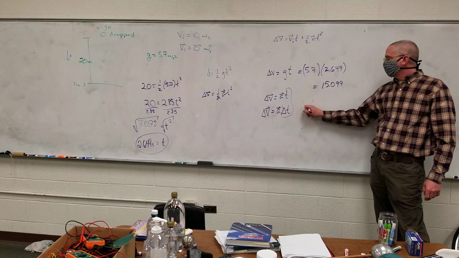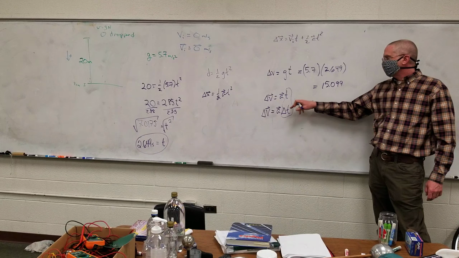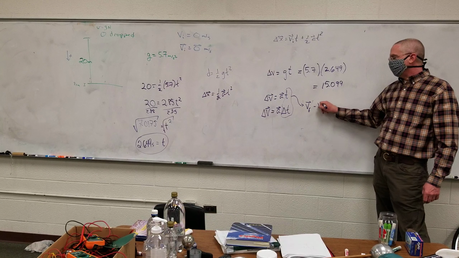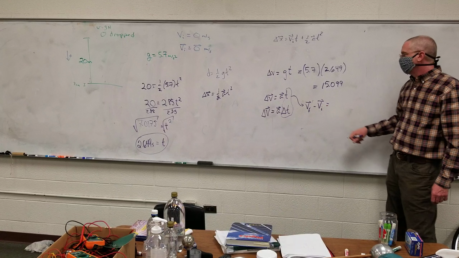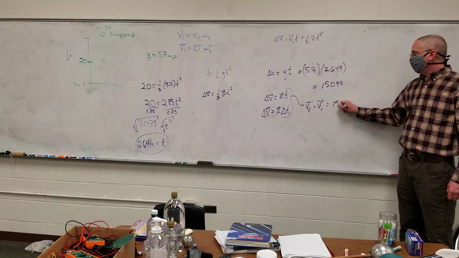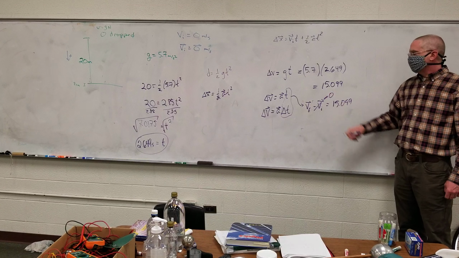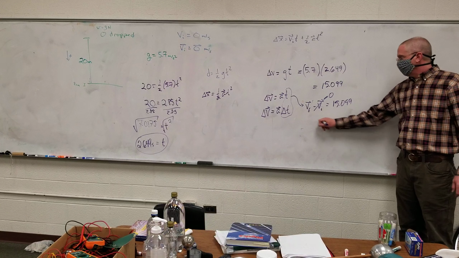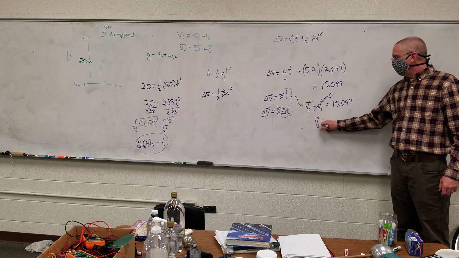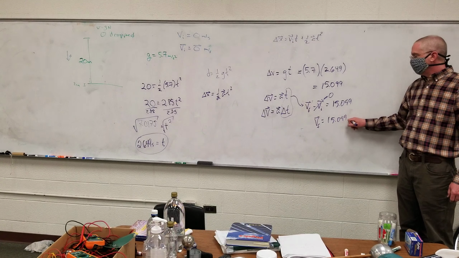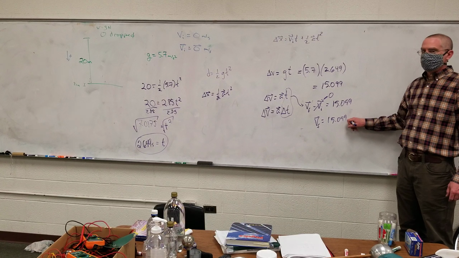And so, looking into this one, change is always whatever the final value is minus the initial value. That's equal to 15.099. That's 0, because it dropped. Therefore, the final velocity is 15.099. And don't forget the units.